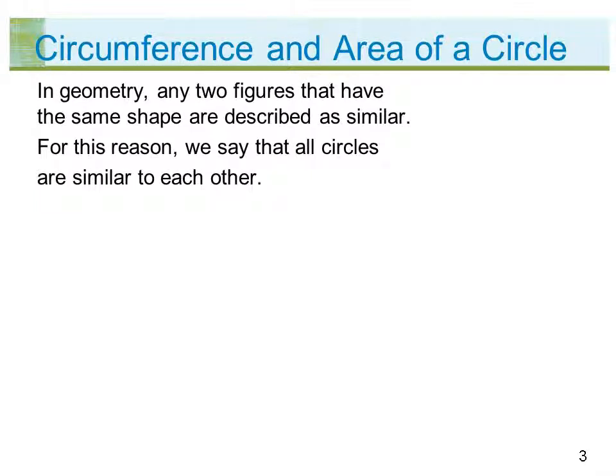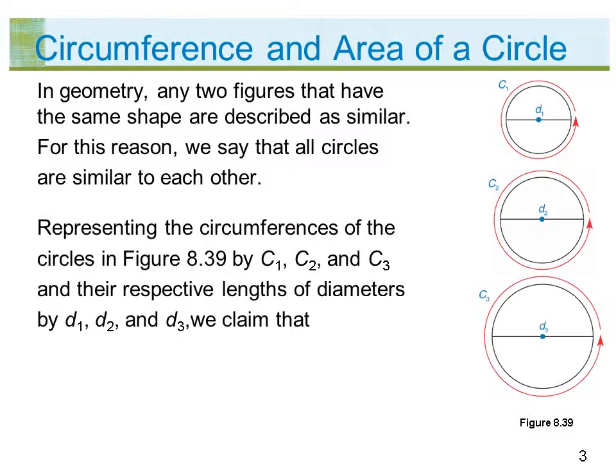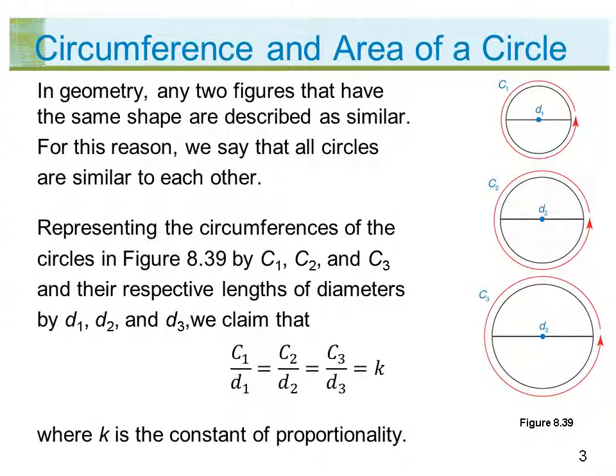In geometry, any two figures that have the same shape are described as similar. For this reason, we say that all circles are similar to each other. Representing the circumferences of the circles in figure 8.39 by C sub 1, C sub 2, and C sub 3, and their respective lengths of diameters by D sub 1, D sub 2, and D sub 3, we claim that C sub 1 divided by D sub 1 equals C sub 2 divided by D sub 2 equals C sub 3 divided by D sub 3 equals K, where K is the constant of proportionality.